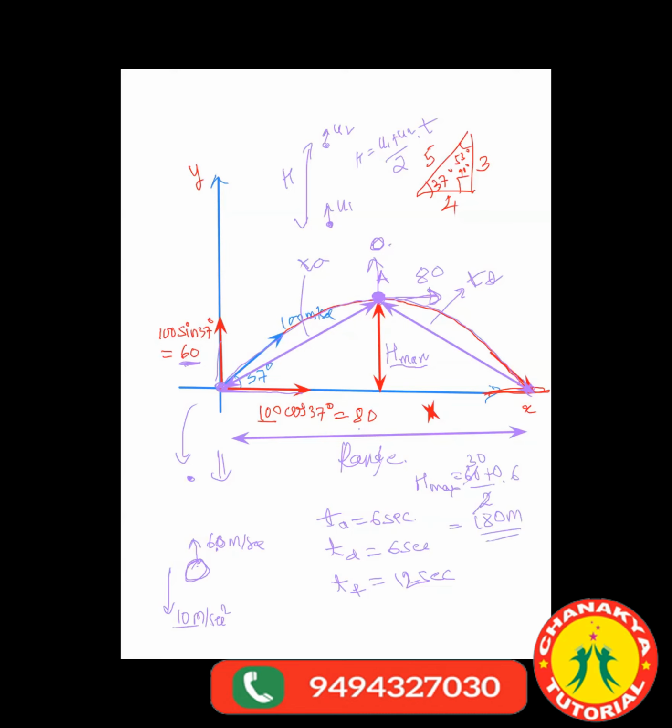Now coming to the range. How do you calculate this range? Range is equal to velocity into time, because there is no acceleration in the horizontal direction, only velocity is there. How much is it? 80. And how much time is it taking to go from here to here? It is taking 12 seconds. So this is your range, 960 meter.